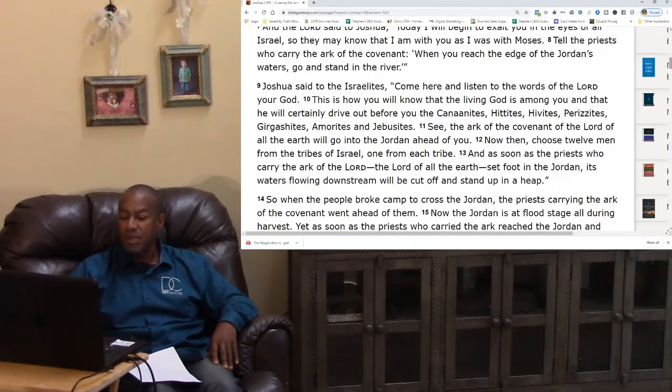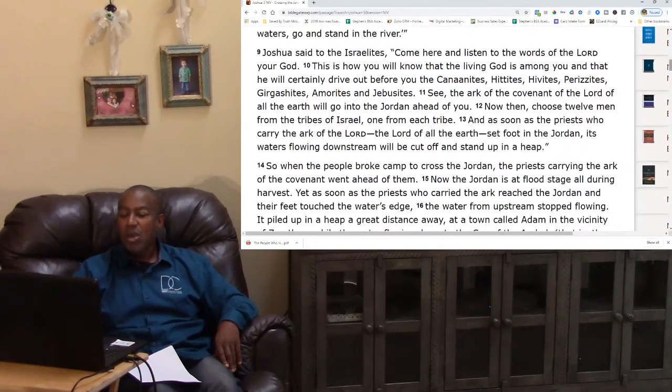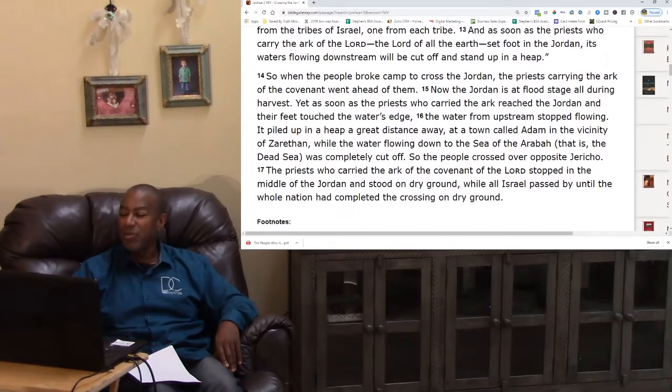As soon as the priests who carry the Ark of the Lord of all the earth set foot in the Jordan, as the water flows downstream, it will be cut off and stand up in a heap. So when the people broke camp to cross the Jordan, the priests carrying the Ark of the Covenant went ahead of them. Now the Jordan is at flood stage, and all during harvest.